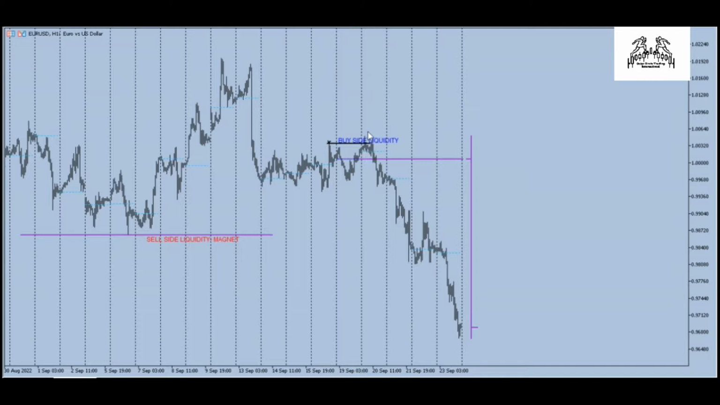So it took out Monday, Tuesday, took out. This can happen even Monday. This can happen Tuesday. It can also happen Wednesday. The manipulation phase. You just need to know when it is happening.